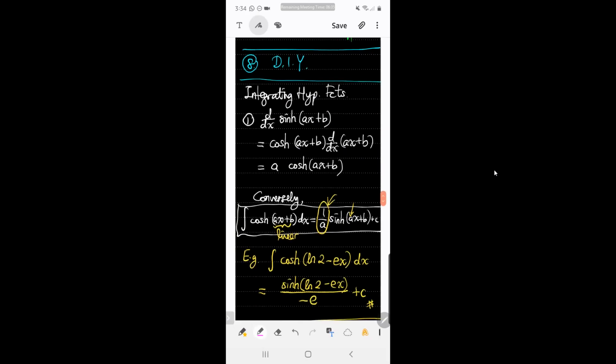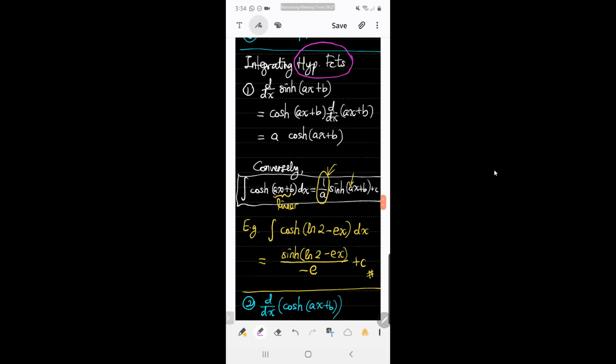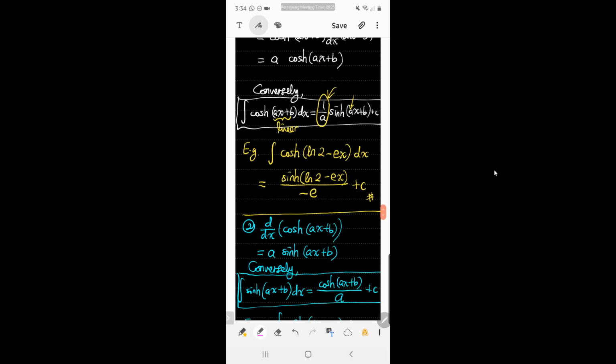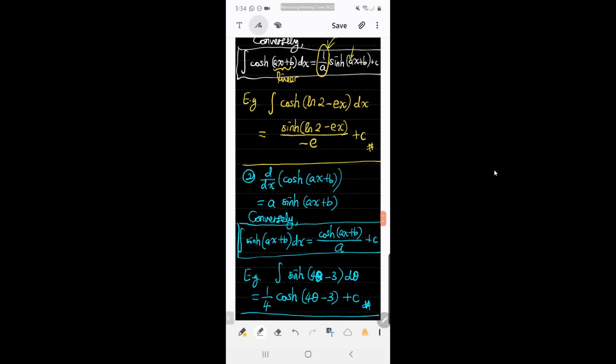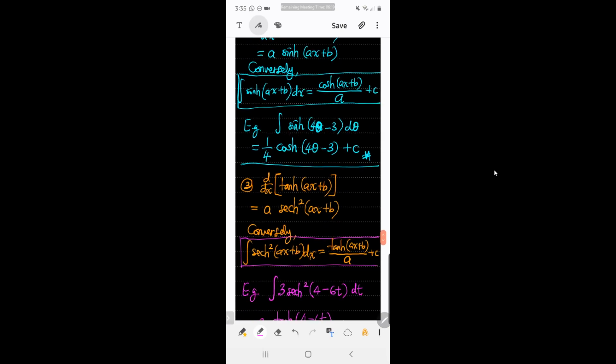So the next one is to integrate the hyperbolic functions. I'm talking about the hyperbolic functions sinh(ax + b), cosh(ax + b), and also sech squared(ax + b). And also the 3 different examples.